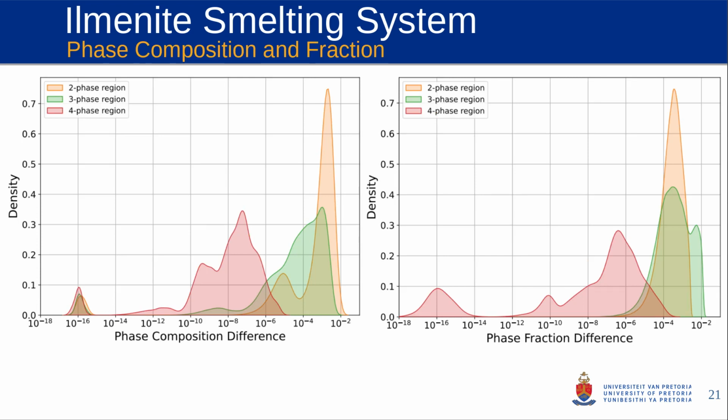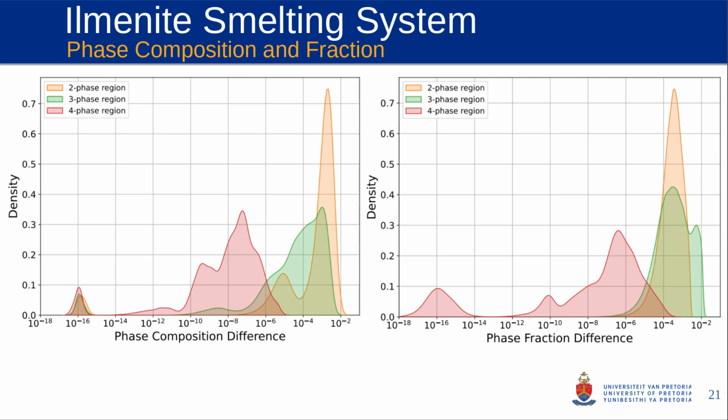The errors made on phase compositions are shown on the left, and we can see at the 10 to the minus 16 mark, those are the errors made on compounds. Because compounds have a constant composition, no error is made, and that is simply due to the machine precision. The rest of the errors made are associated with the solution phases, and we can see that there's about a 1% error being made on the compositions. A maximum error of 1%.